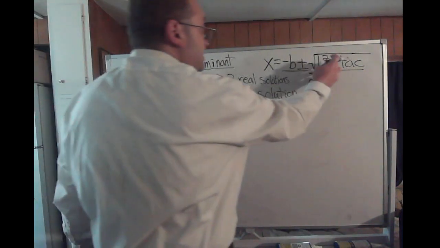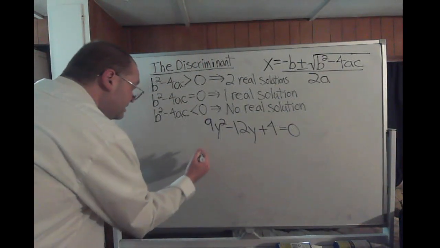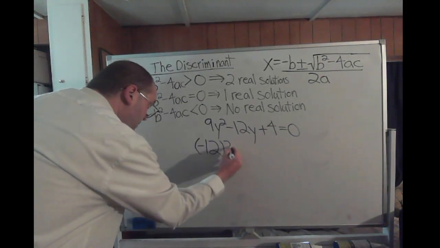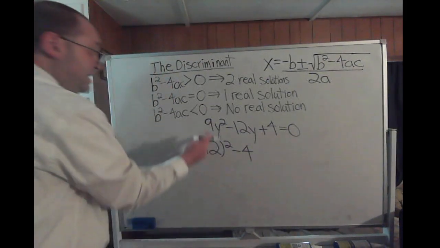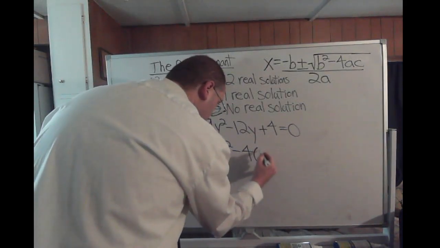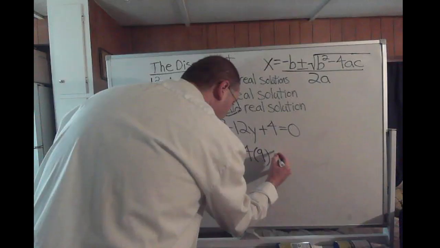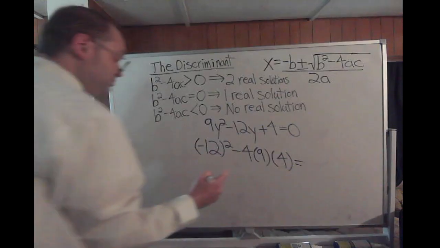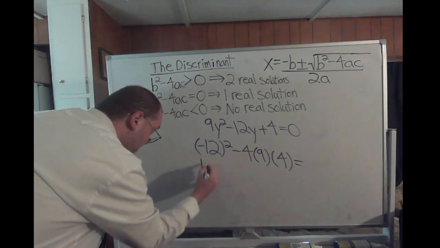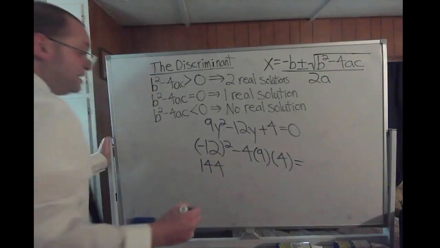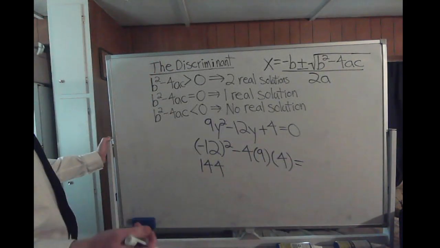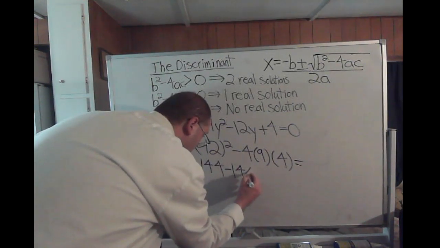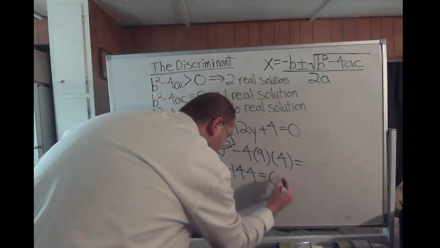So again, do your discriminant of that, b squared minus 4ac. Your b coefficient is negative 12, so you're going to take that negative 12 to the second power minus 4 times your a coefficient of 9 times your c coefficient of 4. Well, let's simplify this. Negative 12 to the second turns into positive 144. Now you have negative 4 times 9, which is negative 36, times 4. That's negative 144. So you have 144 minus 144, which is 0.